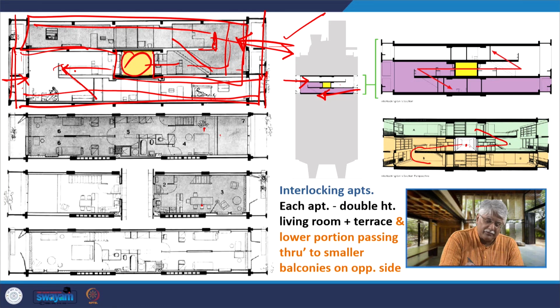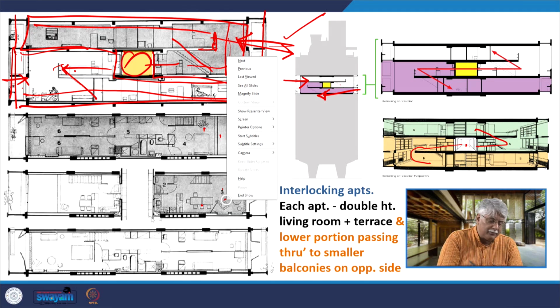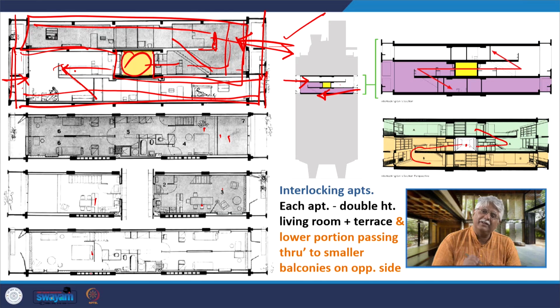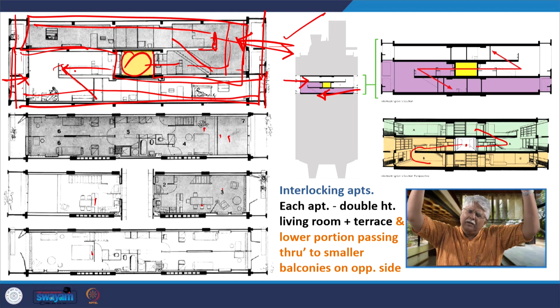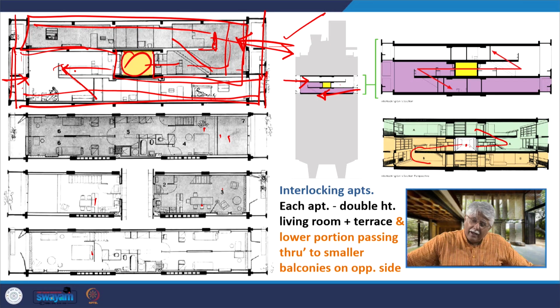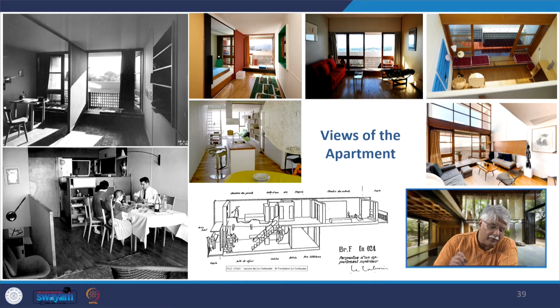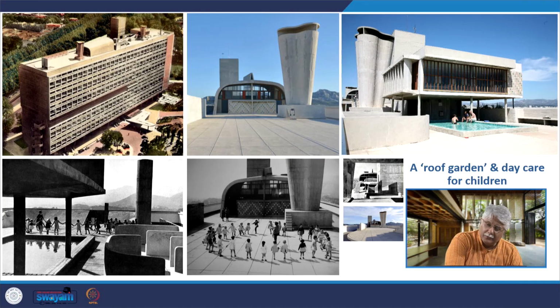This plan shows the two parts of one house and this shows the two parts of the other. Double height space in both of them. A lot of natural light flooding from both ends of the building. So here you have the views of the small apartment. You have this light flooding in from here. On this side you have the double height space here, and this is how the apartment is designed. And then you have the roof garden with the daycare for the children.